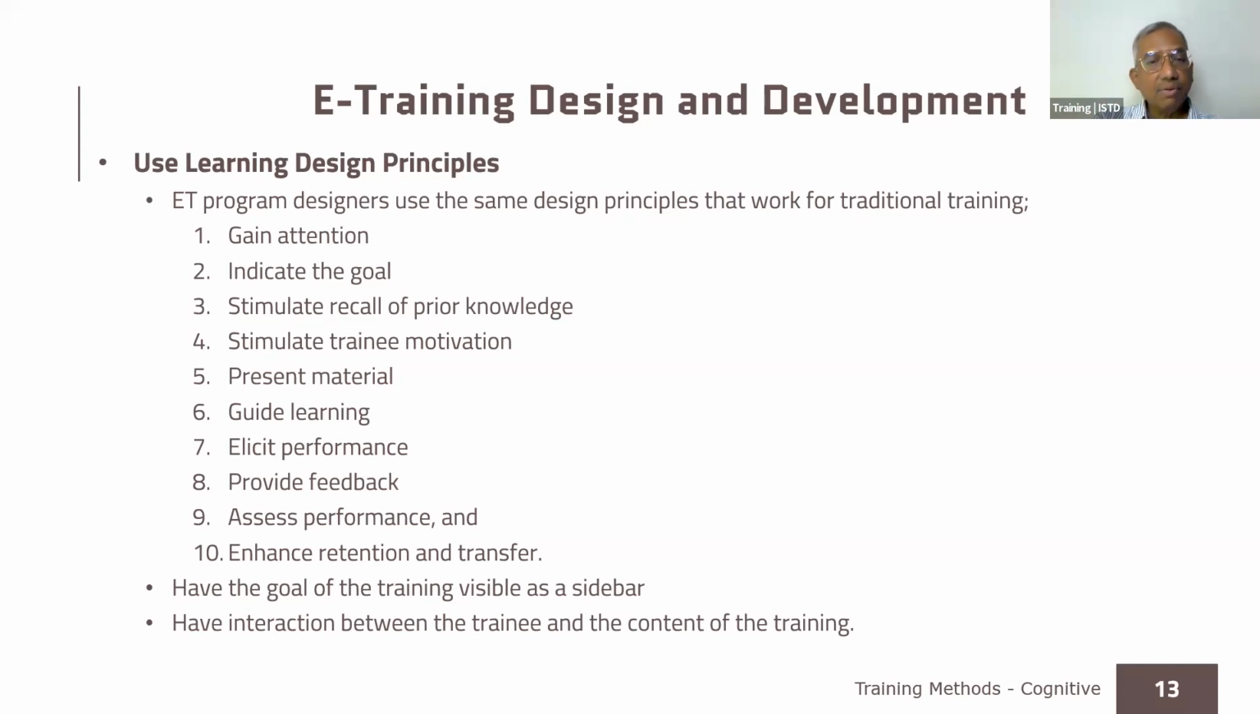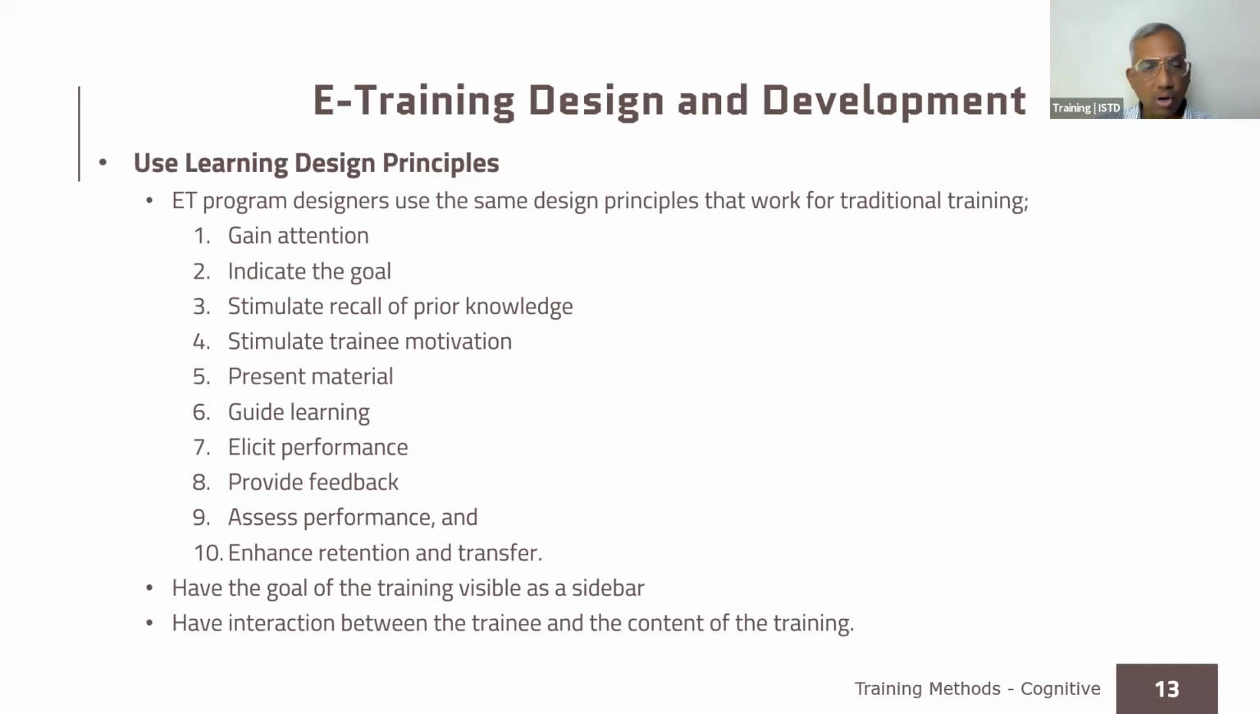Then in between you must keep asking certain questions, certain quizzes, so that there is a performance that can be elicited from the trainee. Provide feedback if there is a mistake by the trainee, and make an assessment and give feedback as to where the trainee stands, and enhance the retention and the transfer of training. These principles, which are used in traditional training methods, also should be used effectively in the electronic training.